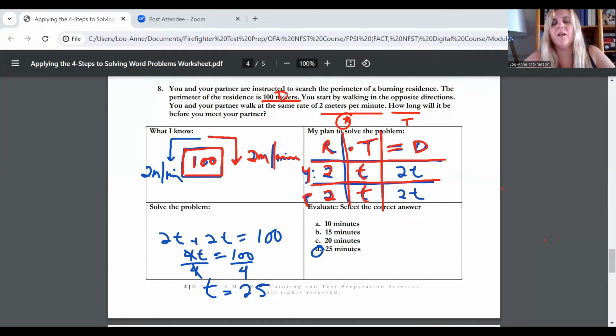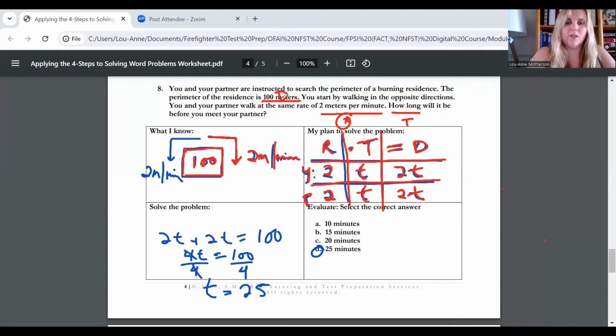And then to determine your distance, you're going to multiply your rate by your time. And when we multiply a number by a letter, we stick them together. So 2 times t is going to be 2t. And then we do that again for our partner. All right, now we have all the information in our table. We can move on to step 3, which is to solve the problem and do the math.